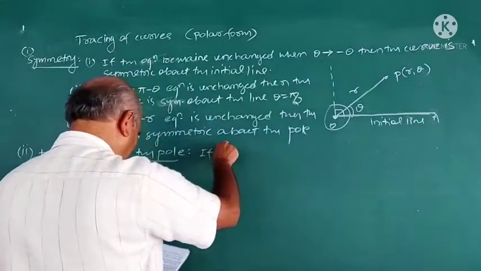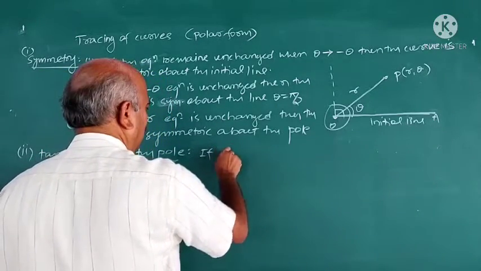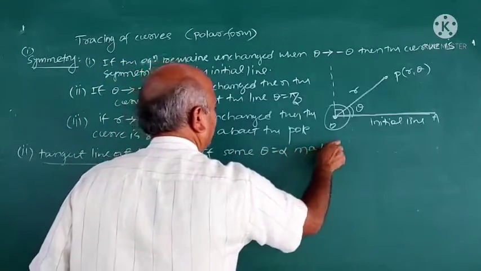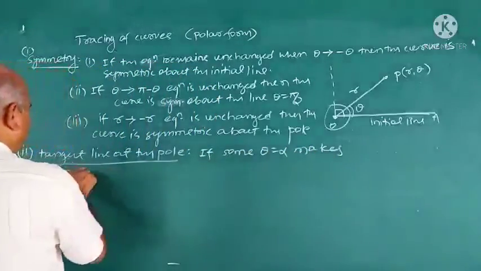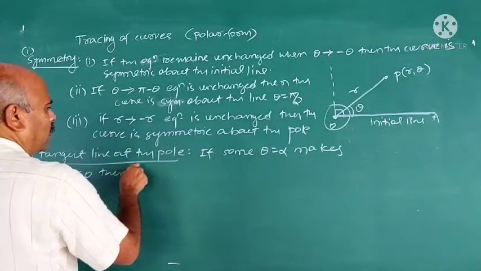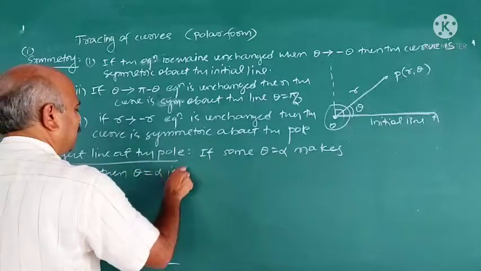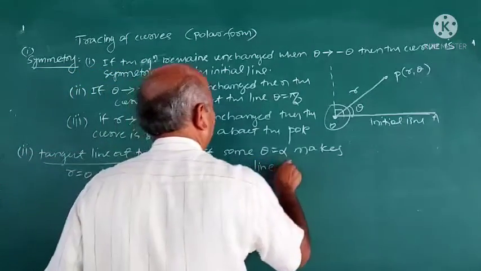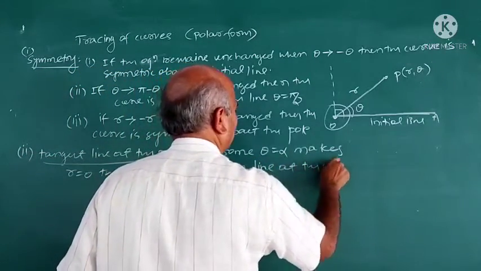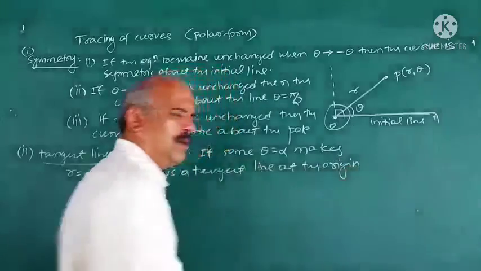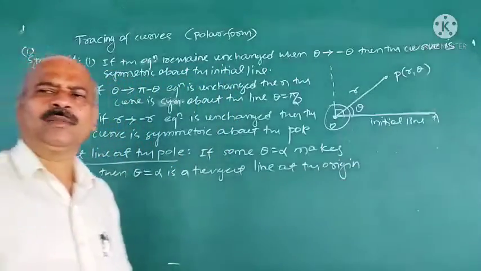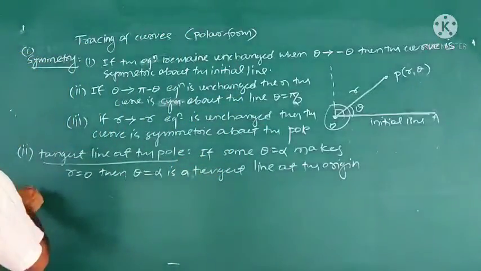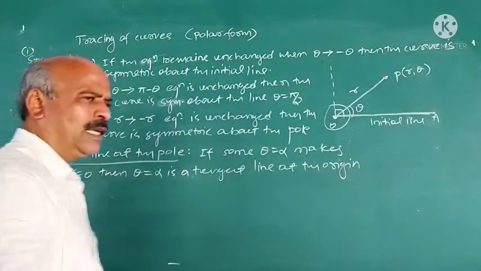If some value of theta, say theta equal to alpha, makes r equal to 0, then theta equal to alpha is a tangent line at the origin. This also gives some information about the shape of the curve. First is symmetry, then you have to find the tangent line at the origin. How do you find the tangent line at the origin?